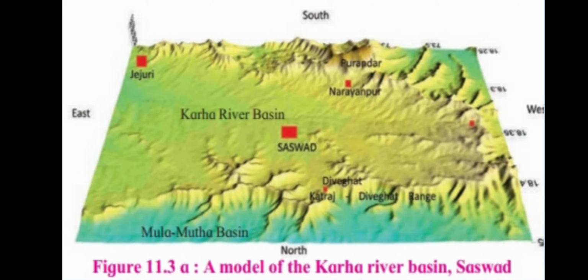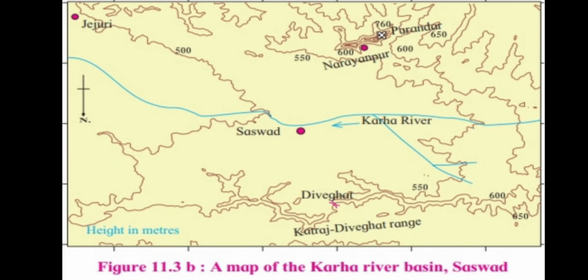Take another example. Here also a model of a Kara river basin is shown to you. The mountain ranges, valleys, slope, and river are shown with the help of this 3D model, and the same information is given to you with the help of contour maps, contour lines. Here they join the same height places with these lines and show you the same information with the help of contour maps. Okay.